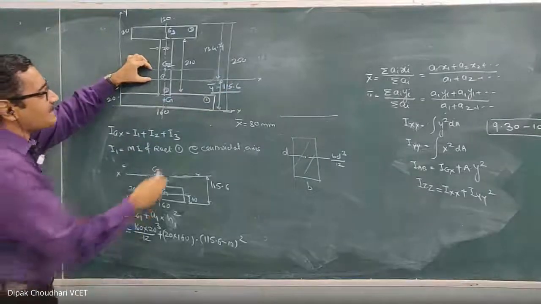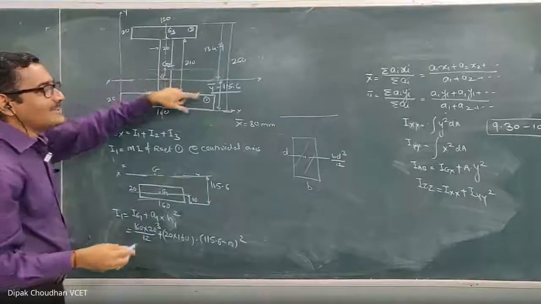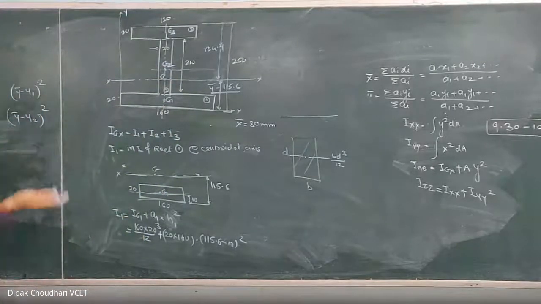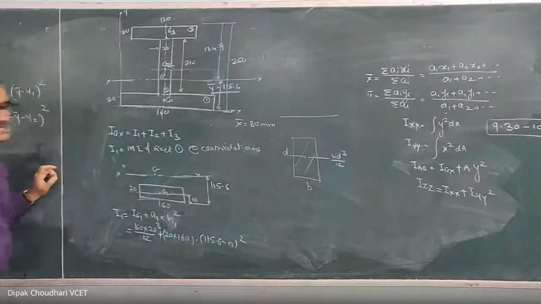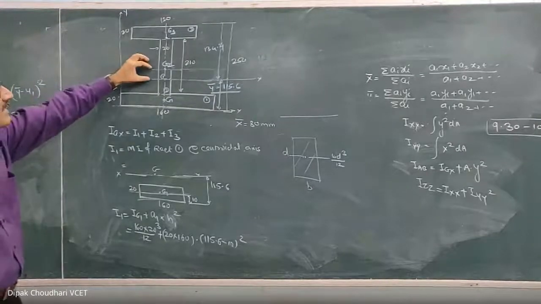How will you get this distance? You can take y bar minus y2. Actually, y2 is bigger than y bar, so you can write y2 minus y bar. But it doesn't make any difference here since we are squaring it. It doesn't make any difference whether you are writing y2 minus y bar or y bar minus y2. We require this distance, and it is a square of that.